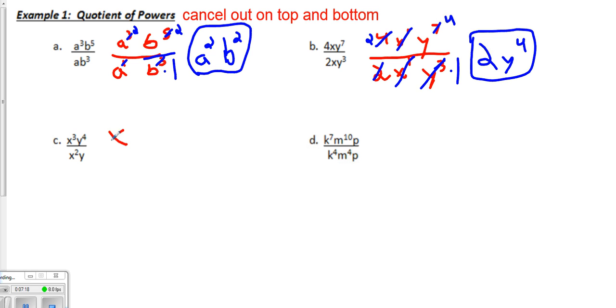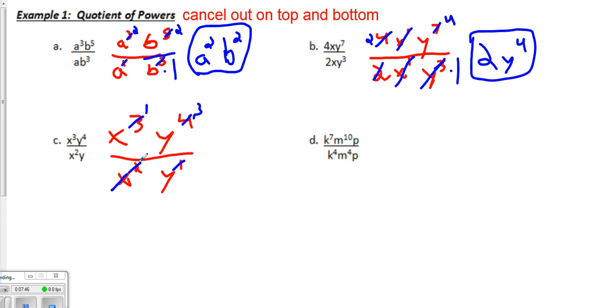Let's do C here. We have x to the 3rd, y to the 4th, over x to the 2, or x squared. And just y alone means it's y to the 1st power. Same thing. We can just cancel out on top and on bottom. If we take away 2 from here and 2 from here, that leaves us with 1. Take away 1 from here and 1 from here, that leaves us with 3.